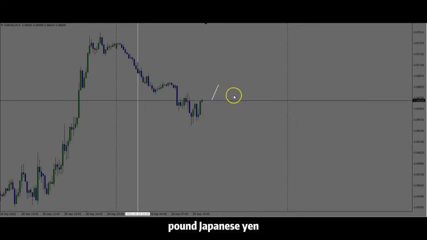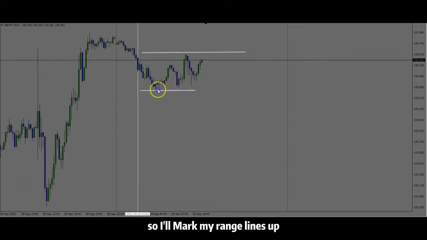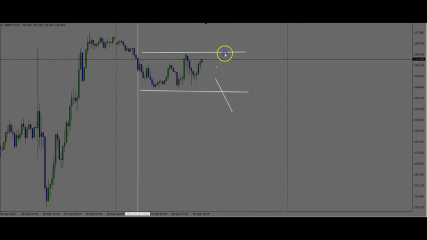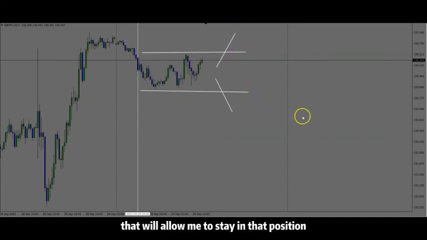Pound Japanese yen, because it's in a range, I'm looking for a range break, it's as simple as that. So I'll mark my range lines up, I'm looking for a break to be able to get positioned in this, and then my strategy gives me certain criteria, very simple to follow, that will allow me to stay in that position or not.